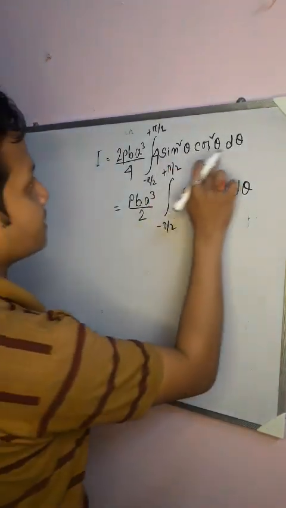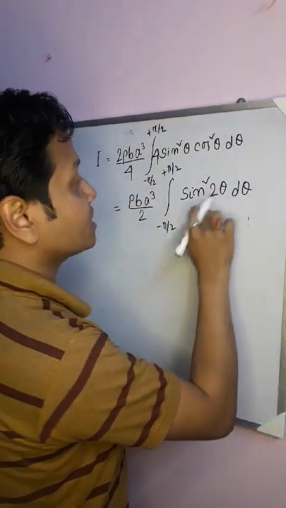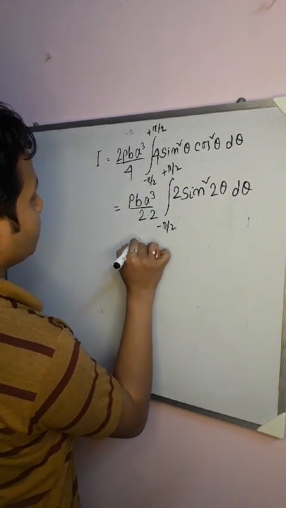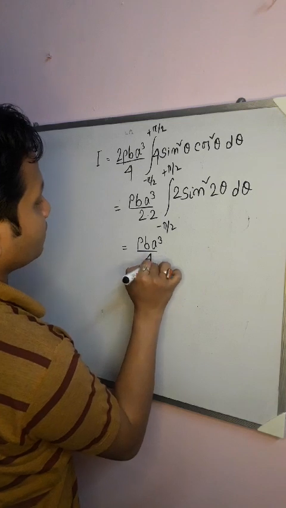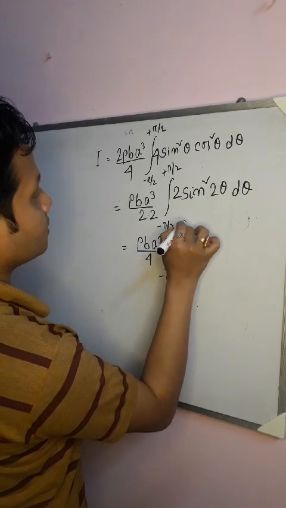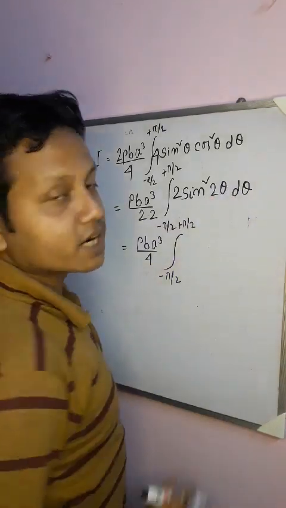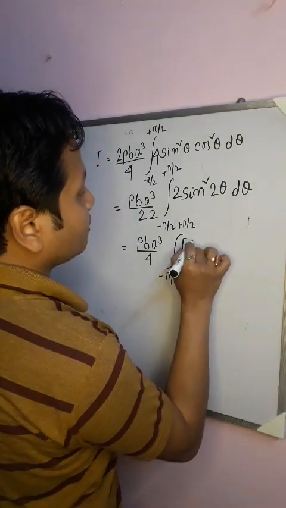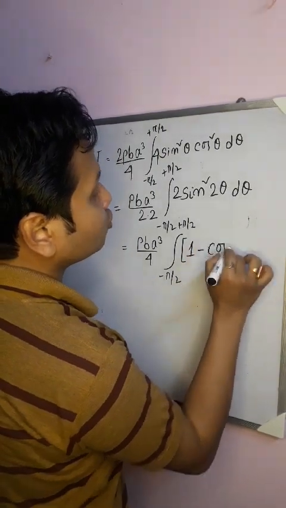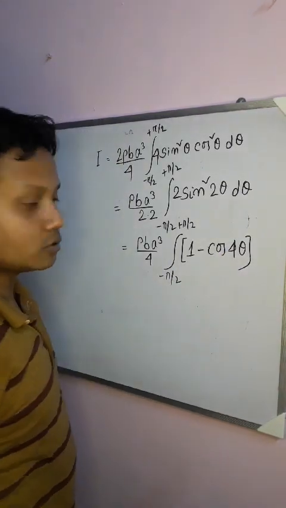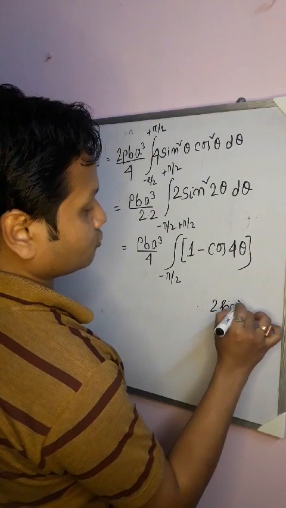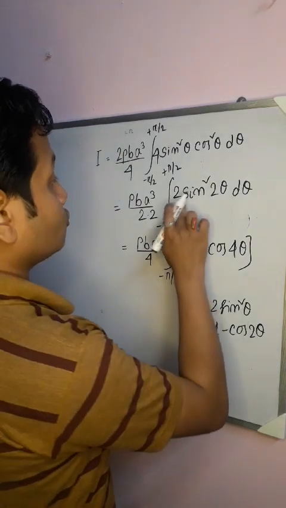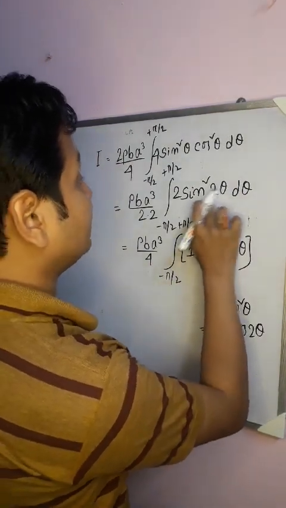Fine, 2 sine theta cos theta whole square means sine square 2 theta. So again you have to put here 2 and here 2. So rho b a cube by 4, this is simply minus pi by 2 to plus pi by 2, 2 sine square 2 theta, that means 2 sine square theta means 1 minus cos 2 theta, so here 1 minus cos 2 into 2 theta, that means 4 theta. We use that formula, 2 sine square theta is 1 minus cos 2 theta. So this is 1 minus cos 4 theta, because here theta is 2 theta.